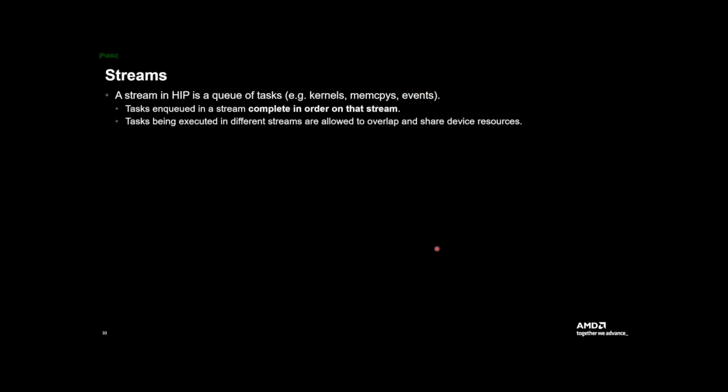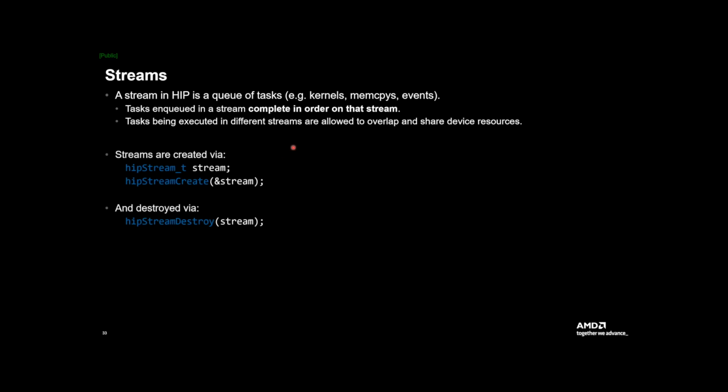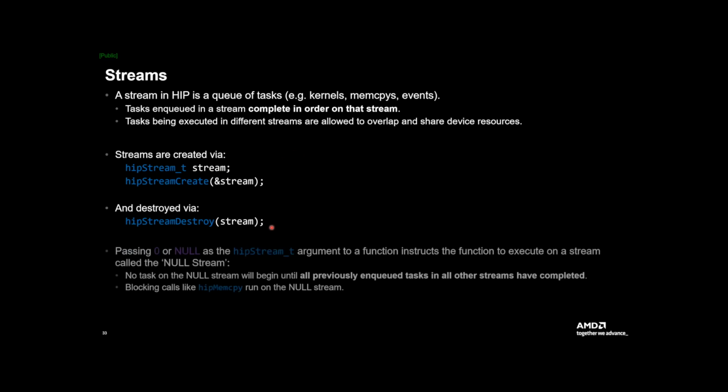So let's talk about streams. A stream in heap is a queue of tasks: kernels, memory copies, events. Tasks executed in a stream complete in the order of that stream, so it's like first come, first served for the same stream. Tasks being executed in different streams are allowed to overlap and share device resources. So you create a stream, and you destroy a stream. It's quite simple how to create it.